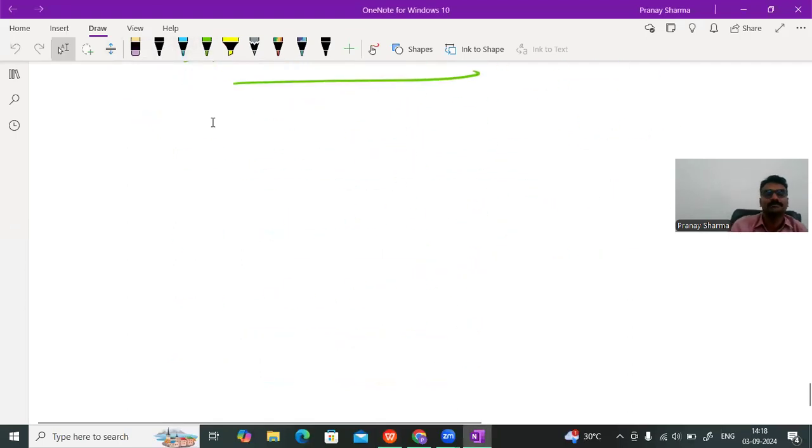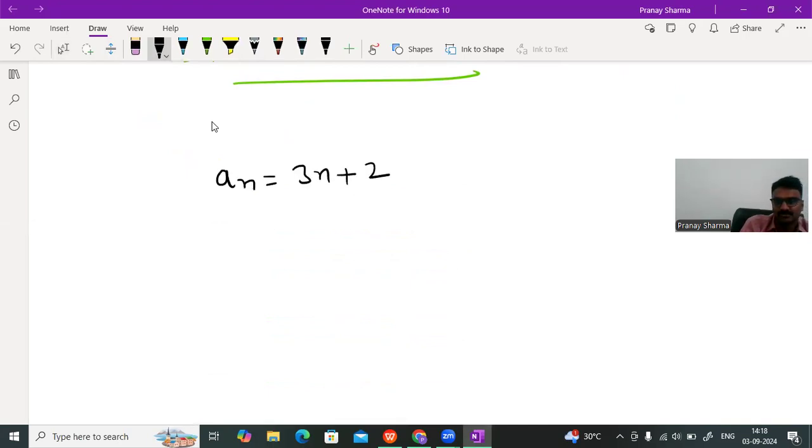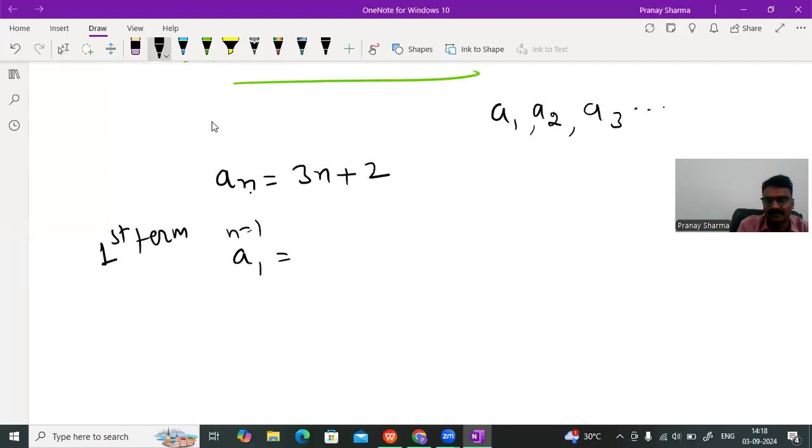I'll be changing the marker. An is 3n plus 2. All right, so suppose I wish to calculate the first term. I told you the sequence goes like this, right? And so on. The first term is a1. That means instead of this n, if I substitute n as 1, it will give me the first term, which is nothing but 5.